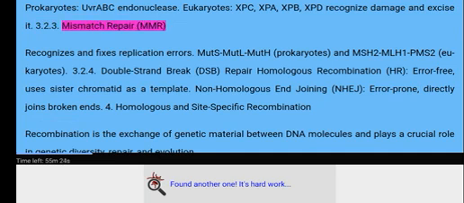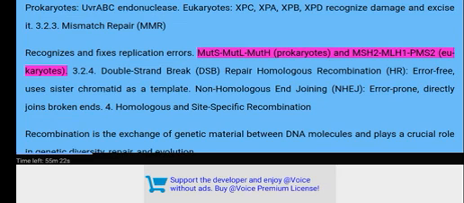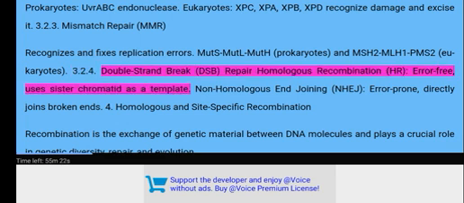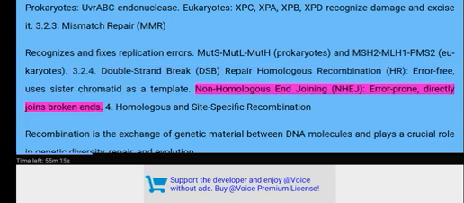3.2.3. Mismatch repair, MMR. Recognizes and fixes replication errors. MutS, MutL, MutH in prokaryotes and MSH2, MLH1, PMS2 in eukaryotes. 3.2.4. Double strand break DSB repair. Homologous recombination, HR, is error-free and uses the sister chromatid as a template. Non-homologous end joining, NHEJ, is error-prone and directly joins broken ends.